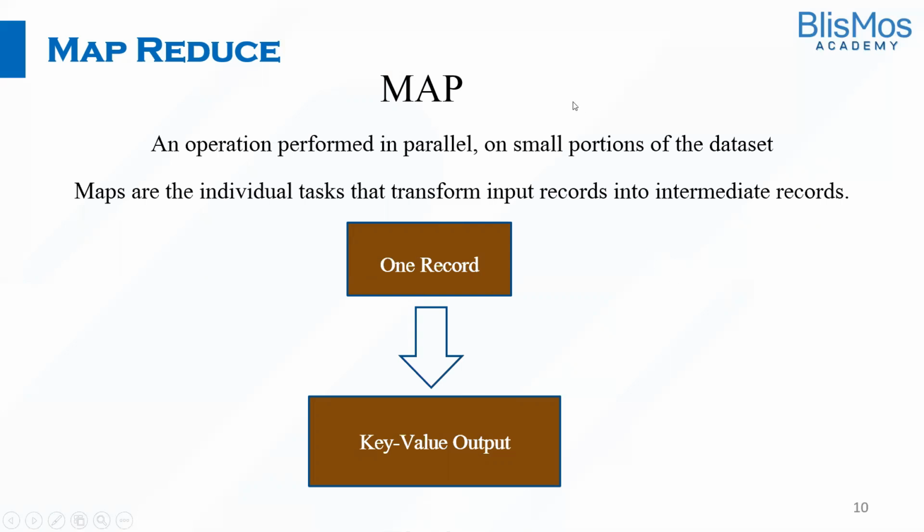The map step works on the small chunks of the data, and then transforms the input records into intermediate records in a key value format. What is the key value format, and how does it work? We'll try to learn that in the upcoming classes. At the moment, maps are the individual tasks that transform the input record into intermediate records called key value output.